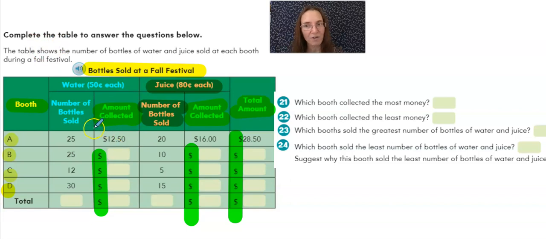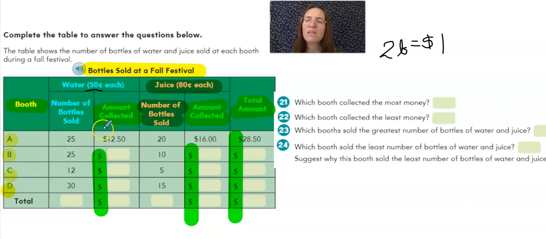Let's start with the water. We know how many bottles of water were sold at each of our booths. And they've been so nice that they've done the very first one for us. Booth A sold 25 bottles and ended up collecting for those 25 bottles $12.50. But how did they figure that out? Well, I know that each bottle of water is 50 cents. So if 1 equals 50 cents, 2 bottles, and I'm going to use a B to abbreviate here, equals $1.